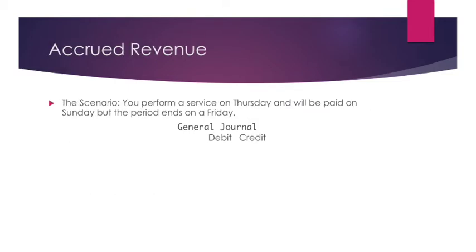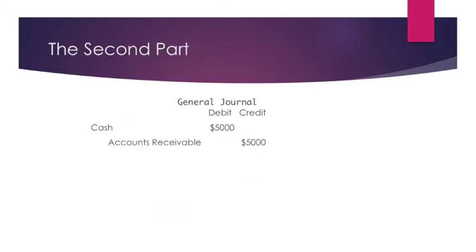Now let's imagine the same scenario, but you get paid after performing the service. Here you debit your receivables and asset account and credit service revenue, increasing assets and equity. When payment is received, you can enter an entry debiting cash and crediting your accounts receivable.